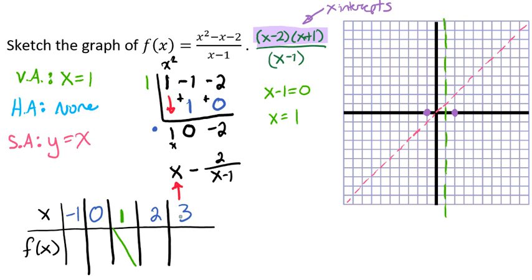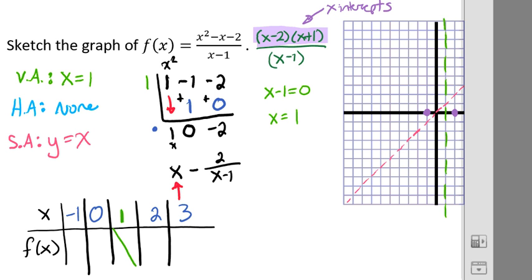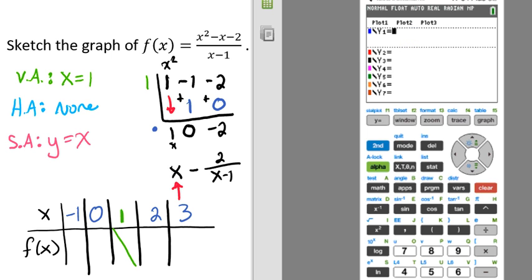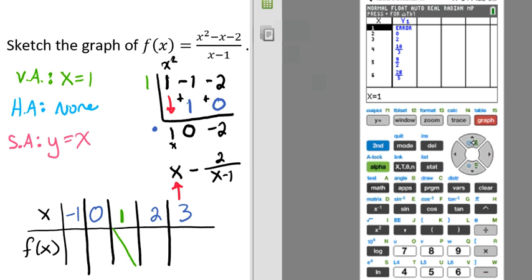So we can go ahead and plug this in using our calculator. If we pull up our calculator, we can plug this equation in to use the table. So alpha y equals, and then x squared minus x minus 2 over x minus 1. And let's go to our table. So we're looking for -1 and 0. So -1 has a value of 0, and 0 has a value of 2, so we'll write that down. And when we go to 2, we get a 0, and 3 is a 2.